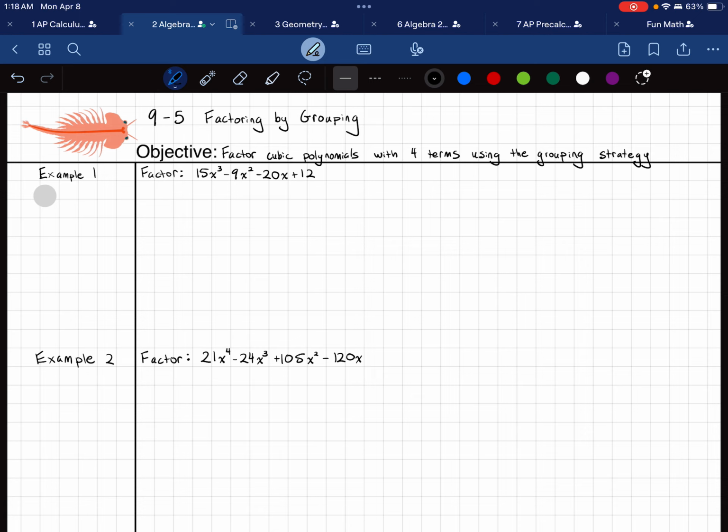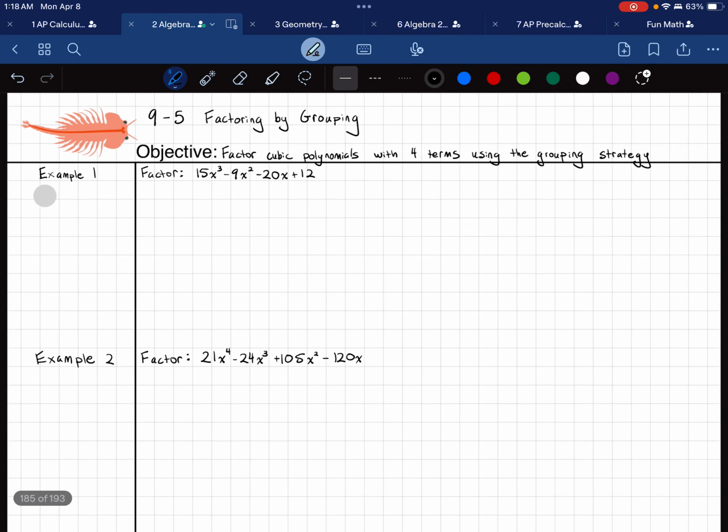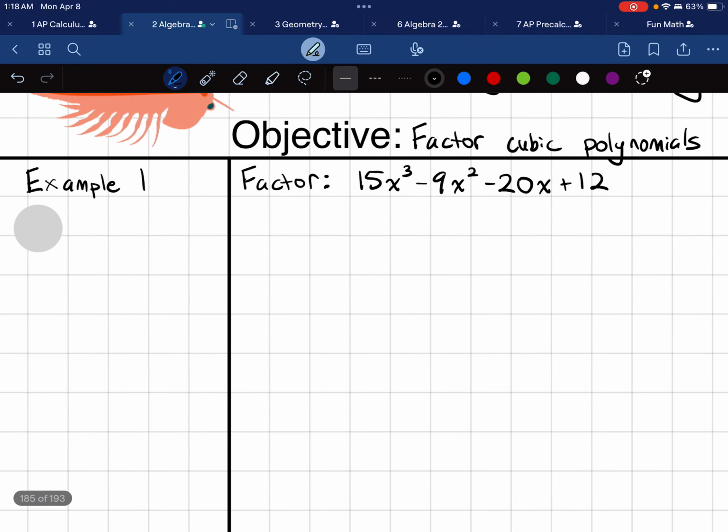I think the best way to show you how to factor is to just do problems. I have 3 examples. Once we're done with these 3 examples, we are done with the notes. The general idea behind factoring by grouping, especially when we have 4 terms and it is a cubic, is to divide it into 2 pieces.